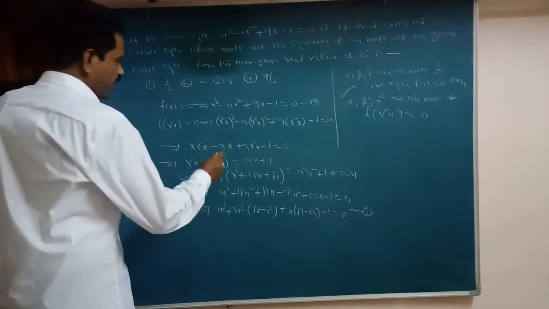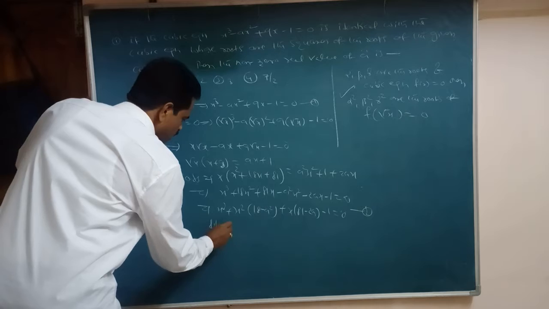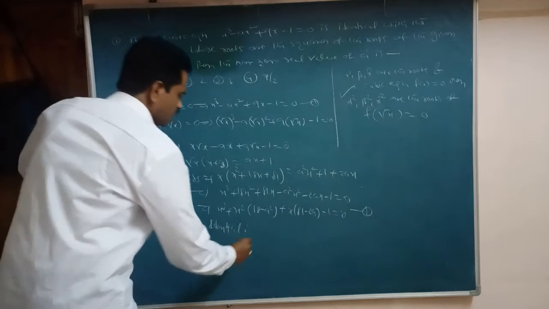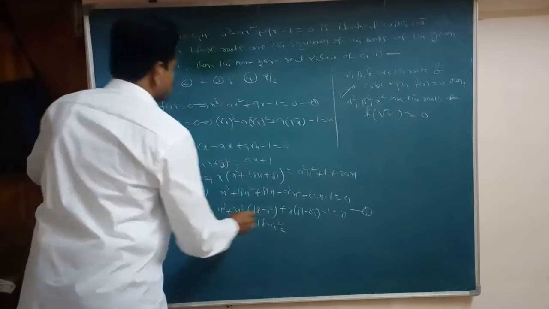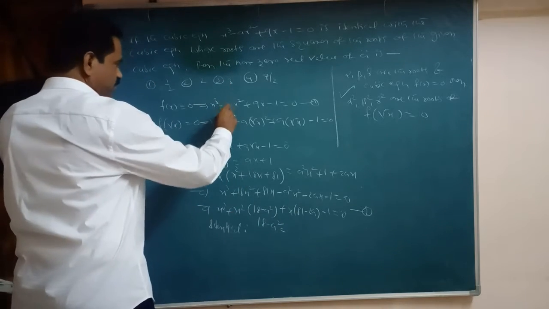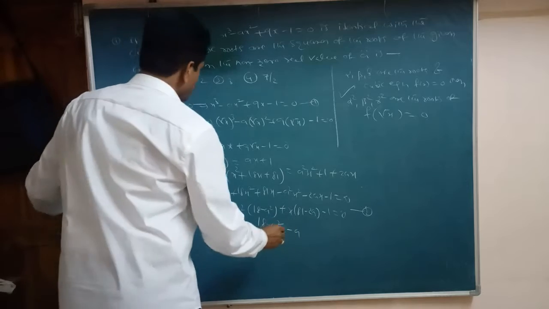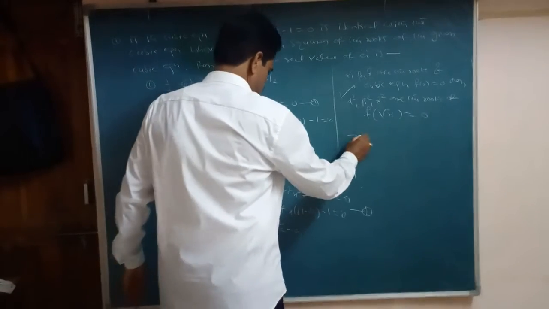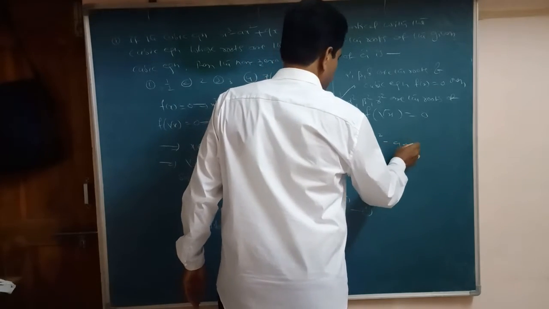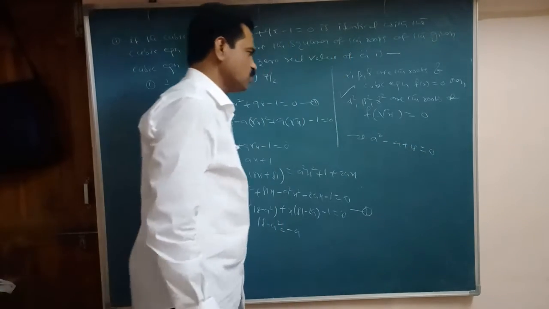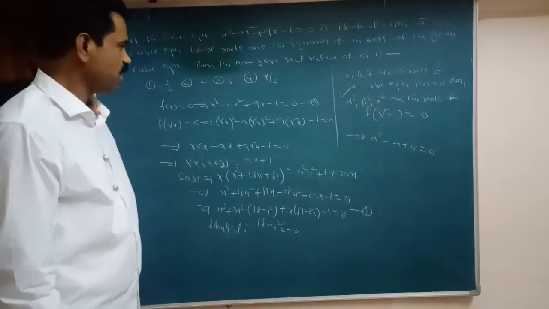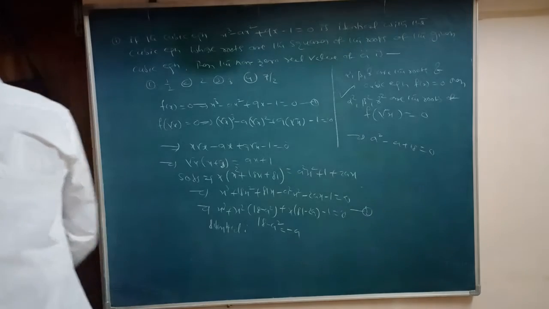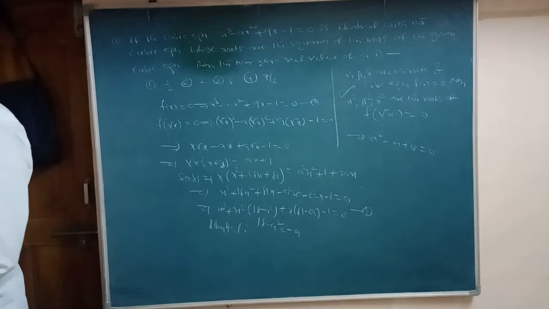So 1 and 2 are identical. So here 18 minus a square. It is how much here? Minus a. X square quotient is what here? Minus a. So that implies which equation this is? A square minus a plus 18 equal to 0. So what are the factors here? Factors may not be here.